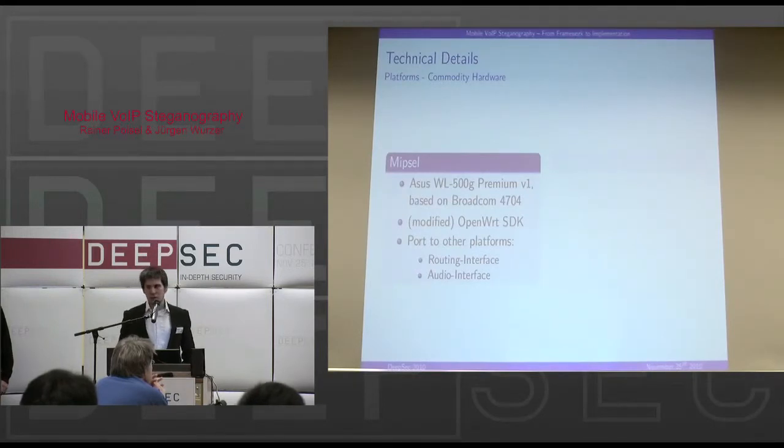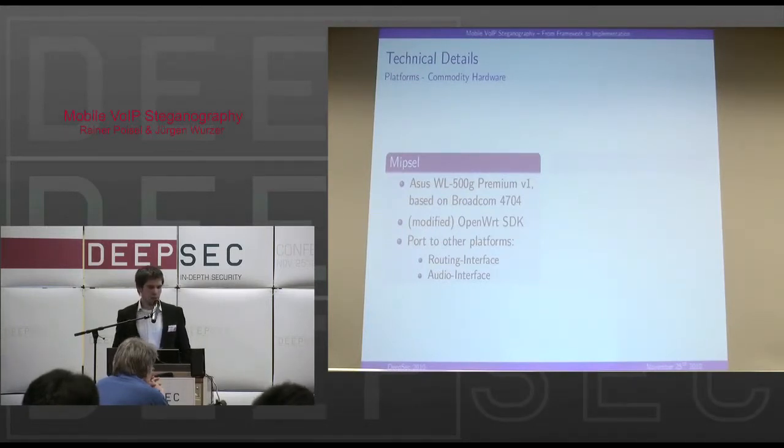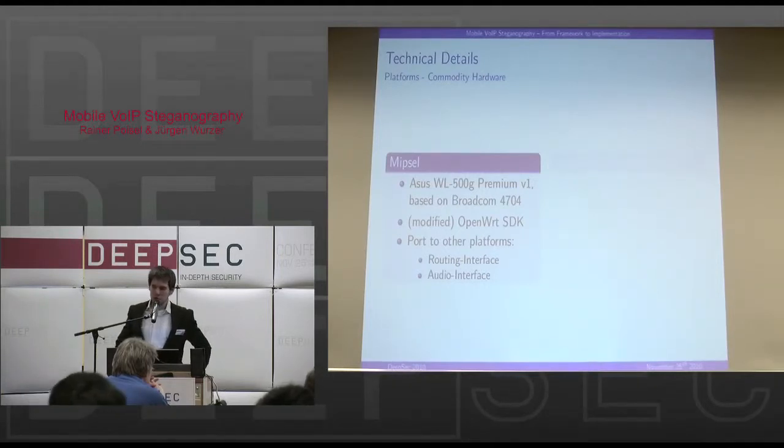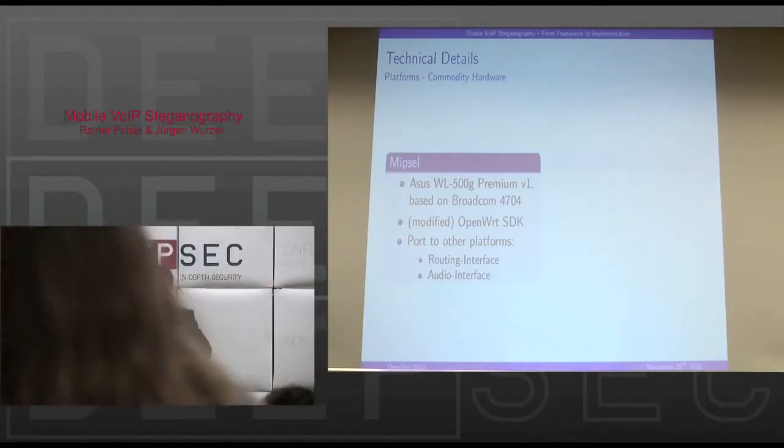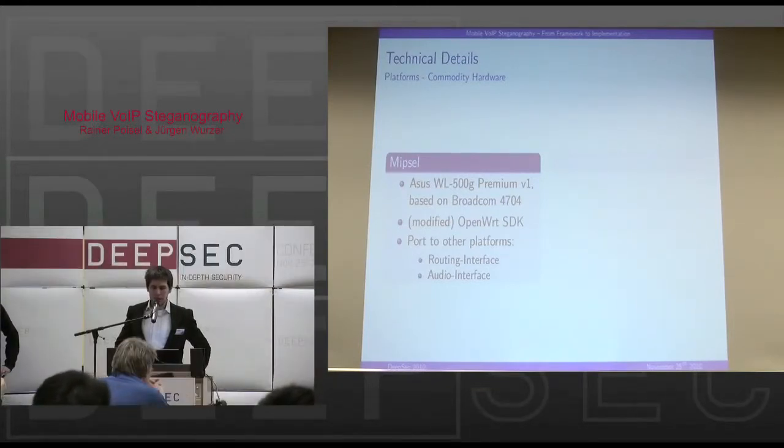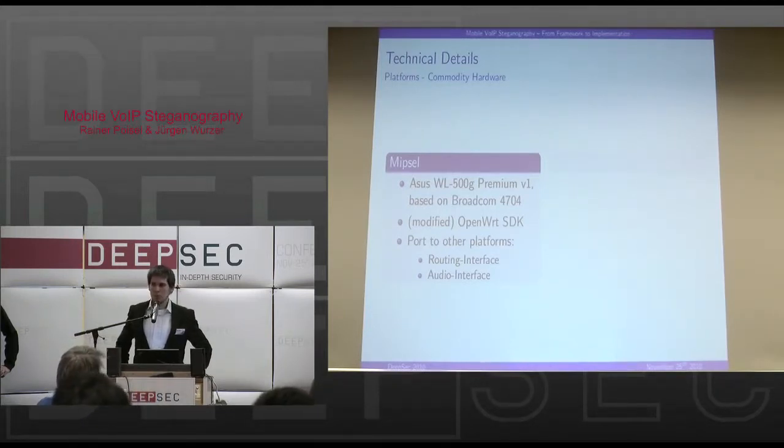Now that we've talked about the framework itself, I'm going to talk a little bit about the implementation. The first implementation of this whole framework was performed on commodity PC hardware, meaning on 32 and 64-bit Intel processors. But shortly afterwards, we tried to port it to the so-called MIPSEL platform. As you might know, the MIPSEL platform can be found on home routers, like the Asus WL500G Premium version 1. This router is based on the Broadcom 4704 chip, and it's pretty cheap. It's 50 to 70 euros now, I would say.